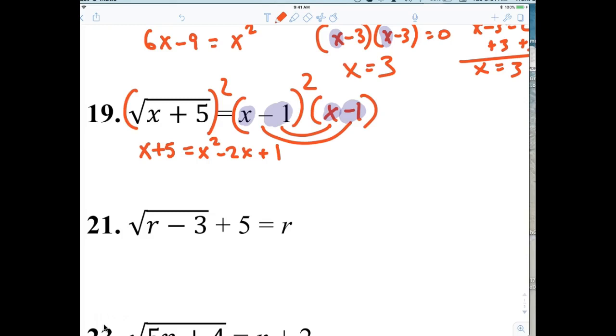Now, we have to set it equal to 0. So I have to subtract x and subtract 5. So x squared minus 3x minus 4 equals 0. Everybody see that? Come on, Connor, you've got to keep going.